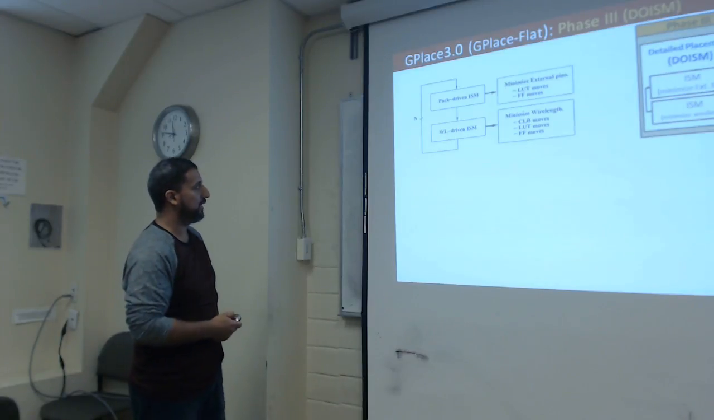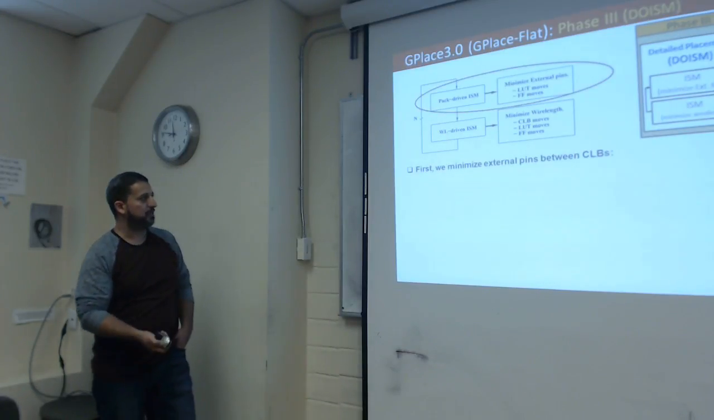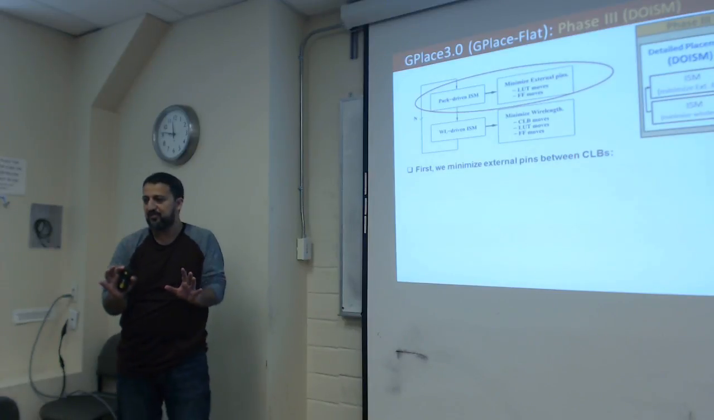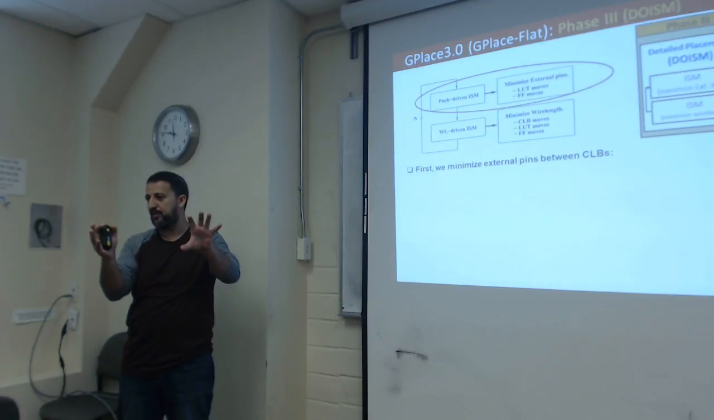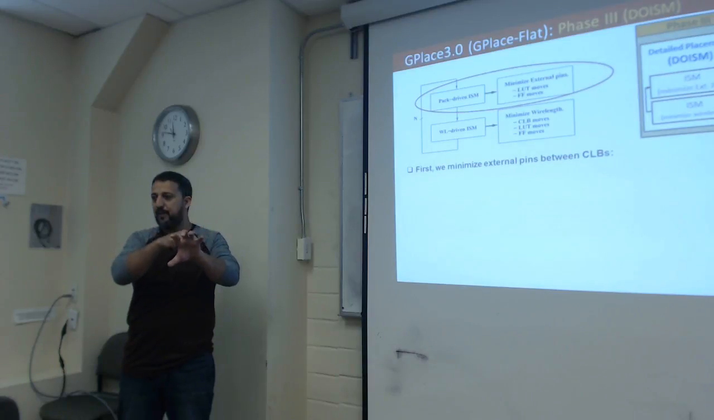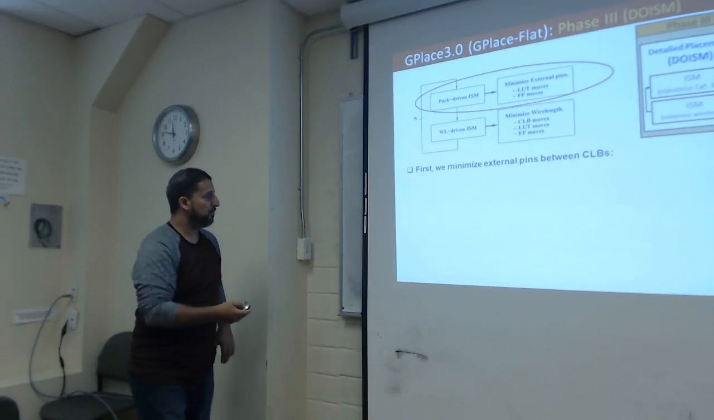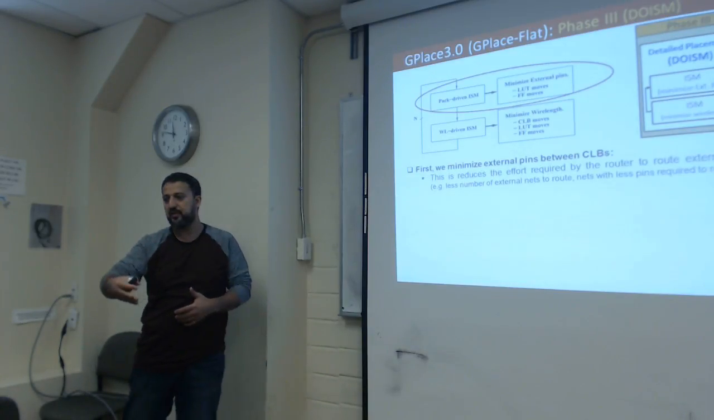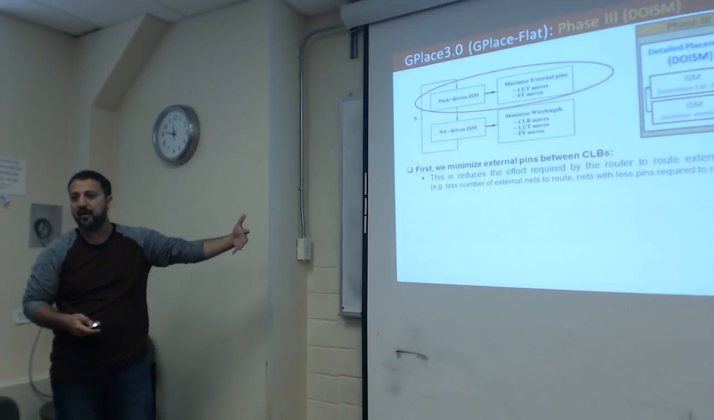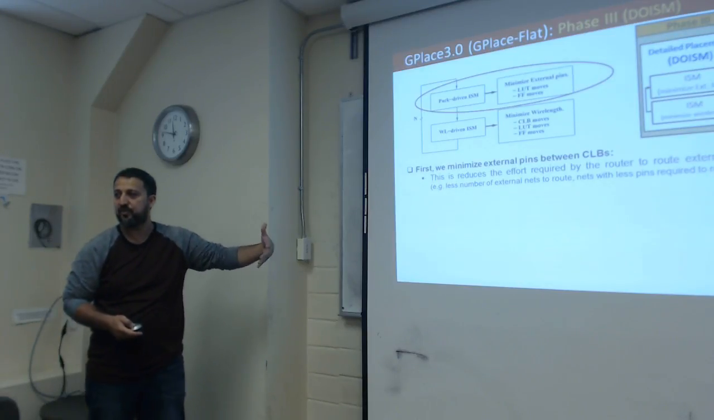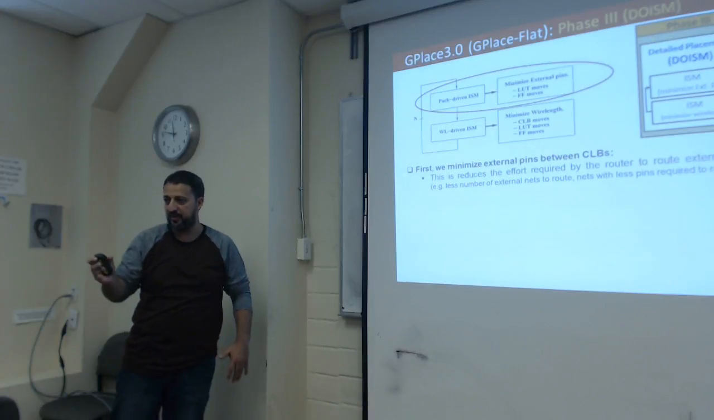So again, for example, we may start minimizing the external nets. Now external nets are the nets that are outside the CLB. Okay, so any nets that can be routed within the CLB are excluded. So by minimizing external nets, indirectly you optimize for or minimize the external nets between them. And that also will help the router, so there is less effort by the router to route the external nets.